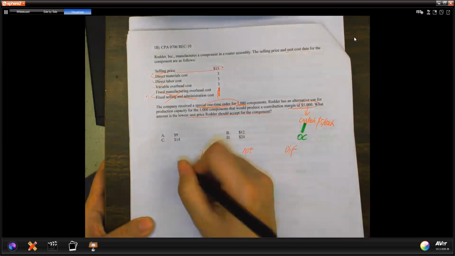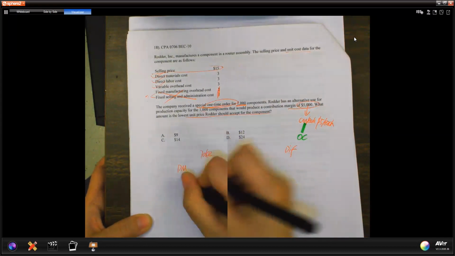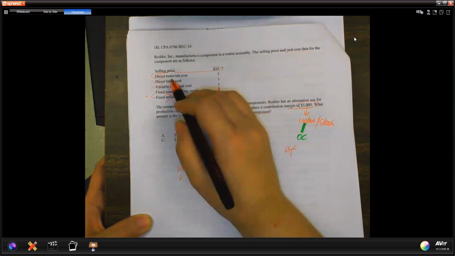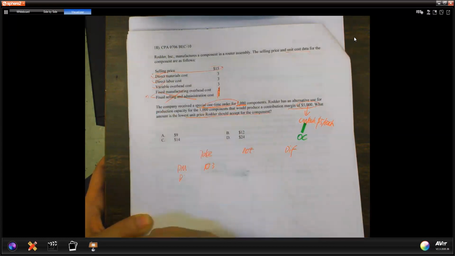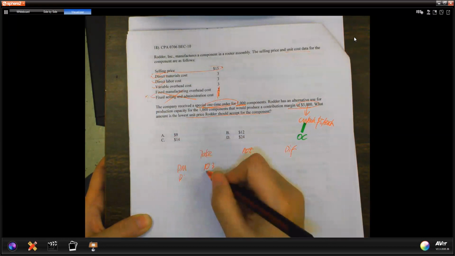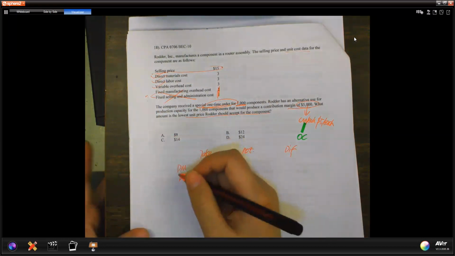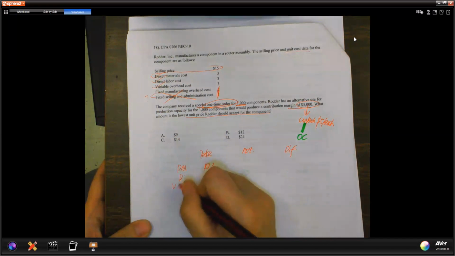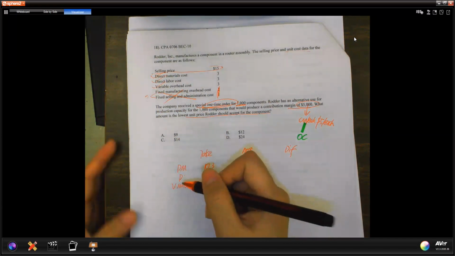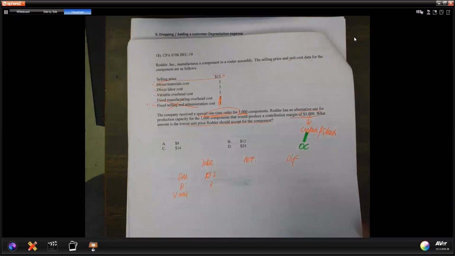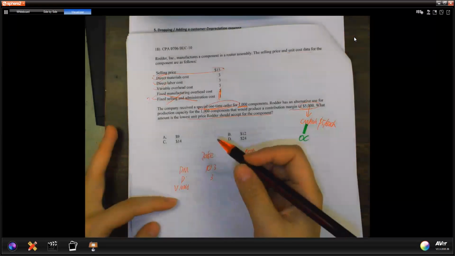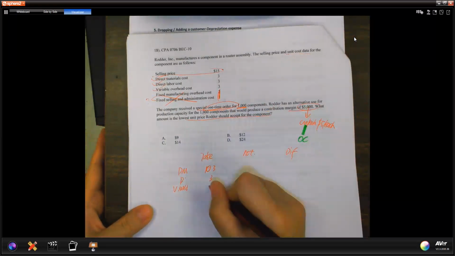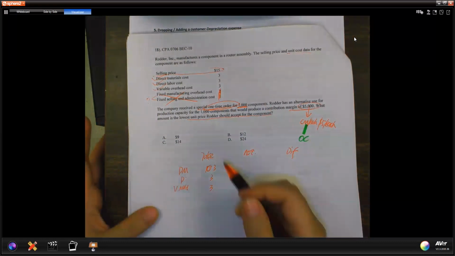So you take it, the direct material is $3 each. Direct labor is $3 each, and then your variable manufacturing overhead is also $3 each. And then what do you need to think about?